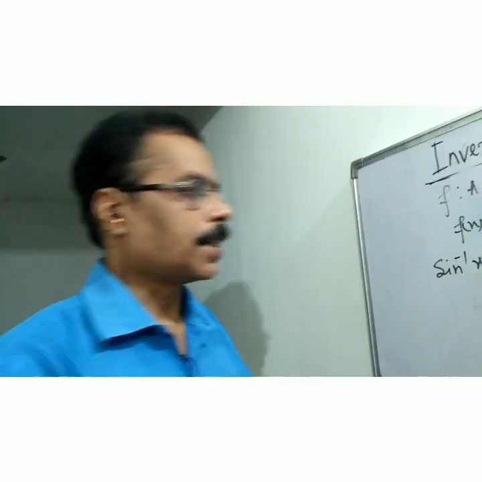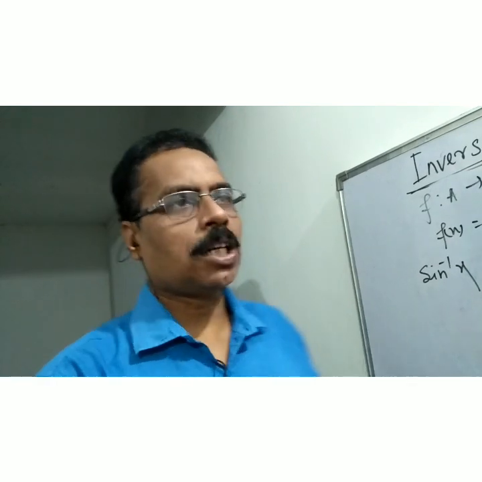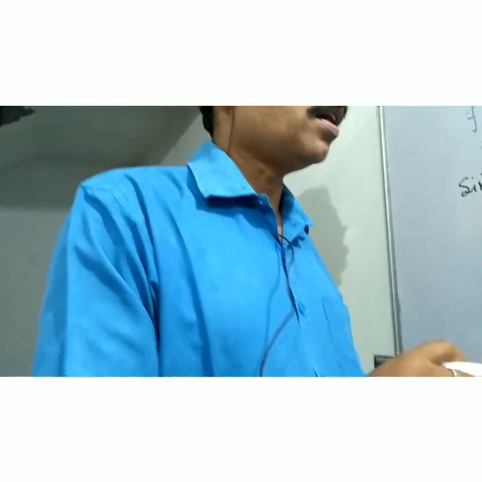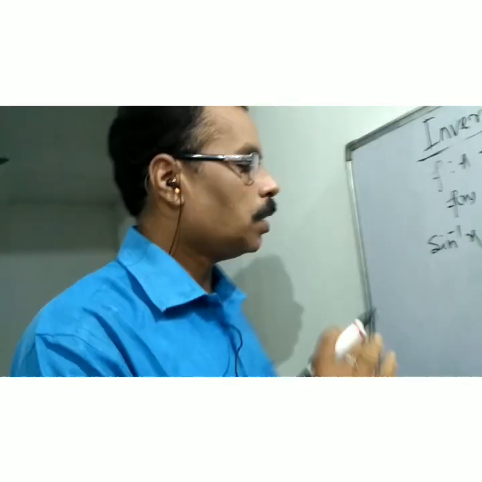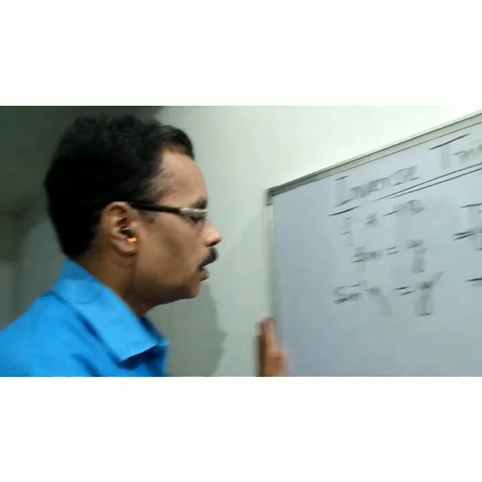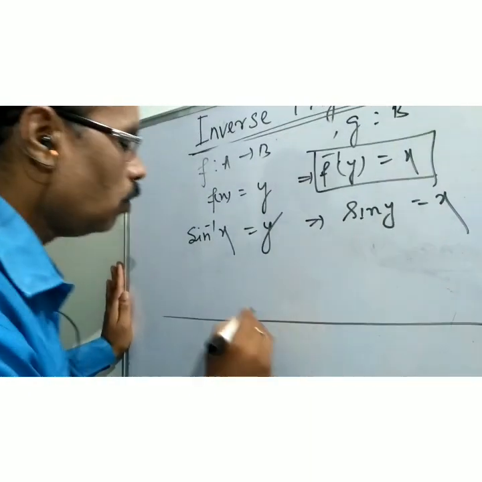So in this case, the domain part of a trigonometric function, in case of the inverse trigonometric function, will be the range, and the range part will be the domain. For example, you know from the sine graph in class 11, that is the sine graph. I'll draw the sine graph now.